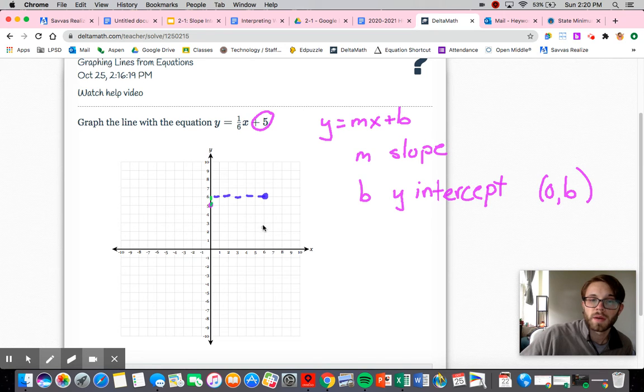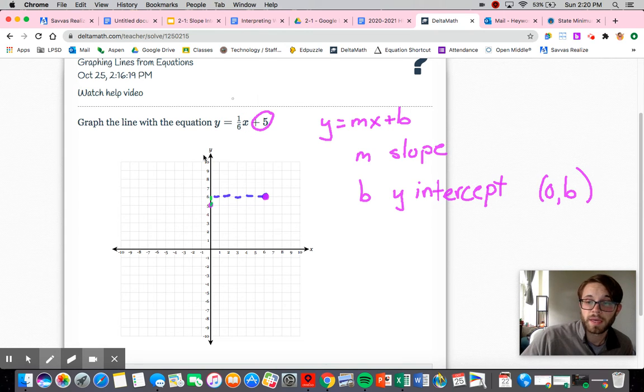There we go. All right, so there we're going to have our next point. Let me go back to purple. There we go. And there's my next point right here. We went up 1 to the right 6. Again, the way you probably heard me talking, I was saying the change in y is 1 and the change in x is 6. Because it's positive, we're going up and to the right.